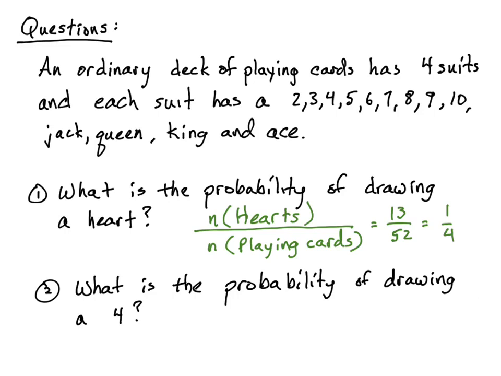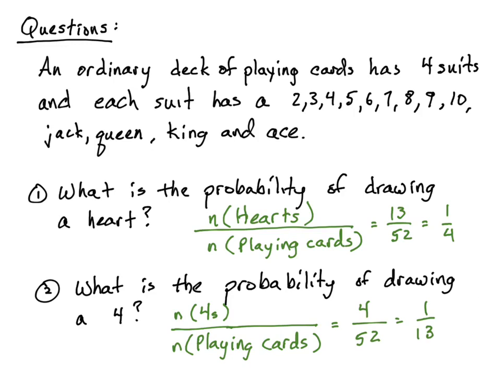The probability of drawing a 4 is similar, except that the number of 4s in a deck is just 4, and we have 52 cards in a deck, so that would be 4 divided by 52, or 1/13.